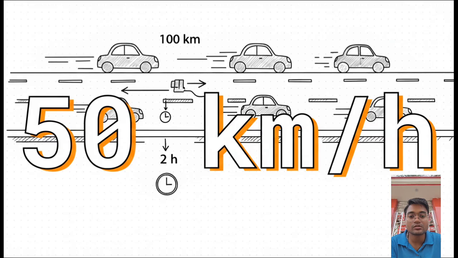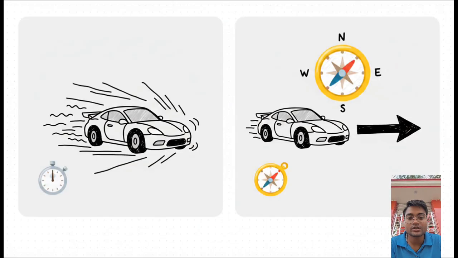If a car travels a distance of 100 kilometers on a highway and it takes exactly 2 hours to complete that journey, we just divide 100 by 2. This gives us a highly practical speed of 50 kilometers per hour. Pretty straightforward, right? But what happens when we care about the destination? That is where velocity comes in. Let's compare them directly.